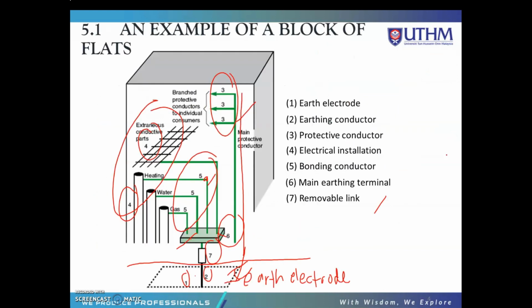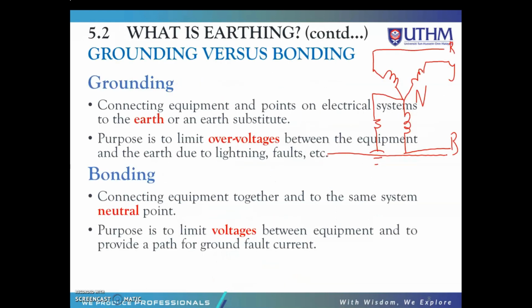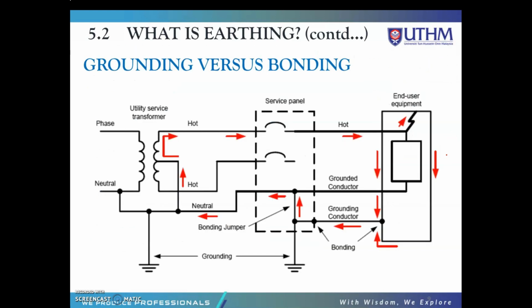And then bonding. If you refer to here, number 5, the bonding conductor. Bonding is connecting equipment together and to the same system neutral point. The purpose is to limit voltages between equipment and to provide a path for ground fault current. That one we call bonding. We connect equipment together and to the same system neutral point.